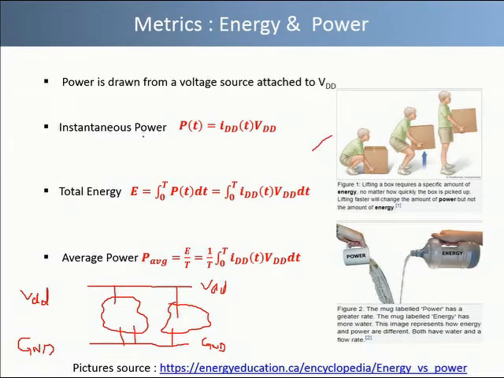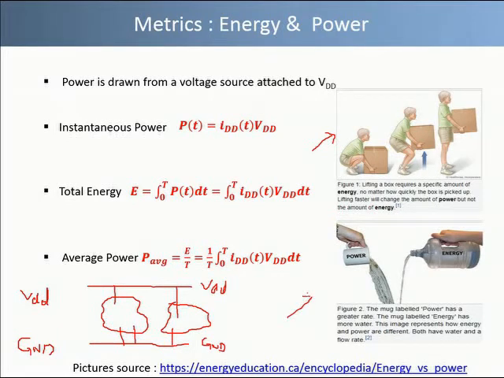Now to further understand the concepts of instantaneous power and total energy, let us consider an analogy. As you know, the energy is the ability of a system to do some work. So in this case, lifting a box requires a specific amount of energy, and this energy remains fixed no matter how quickly the box is picked up, while the power is the rate at which this energy is consumed. So lifting faster will change the amount of power, but the total amount of energy will remain the same.